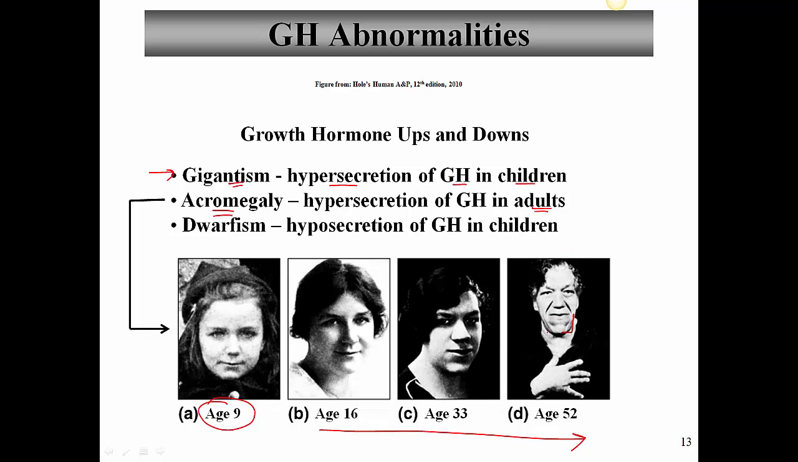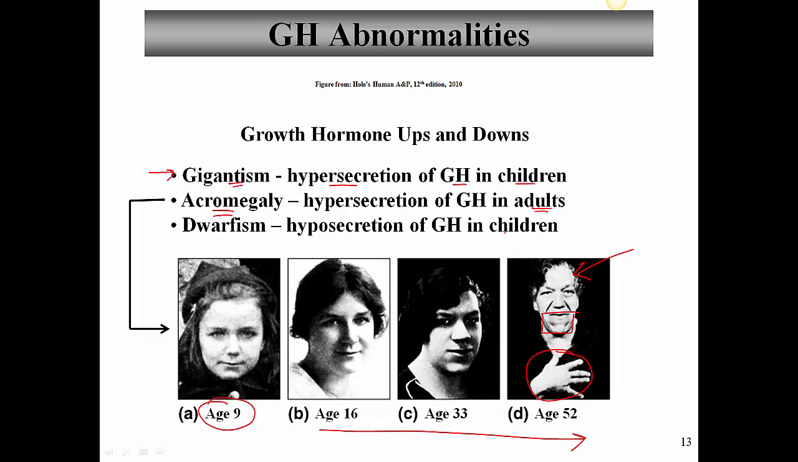At age 52, you'll note the very square, large jaw, some of the typical facial features that we see with acromegaly, these large hands. And so what hypersecretion of growth hormone in adults does is to actually cause a thickening of the bones. They certainly can't grow any more in length, remember, because the epiphyseal plates have closed once the child gets past puberty.